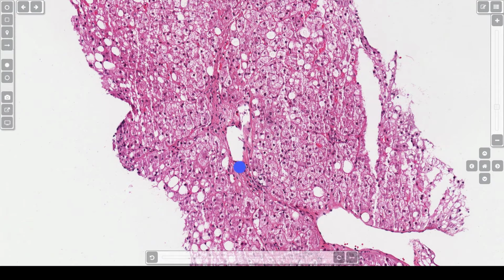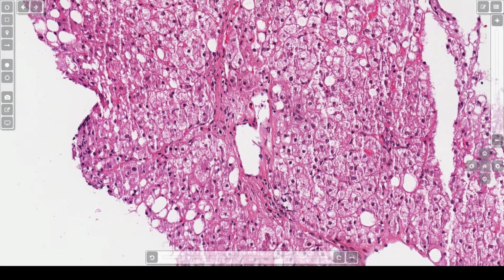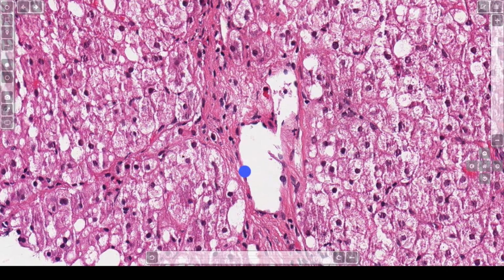In this field, I've shown you a central vein right here. This central vein has collagenous fibrils extending from it here, here, and here. These collagenous fibers are, of course, abnormal. Sometimes they are referred to as chicken wire fibrosis because if you look carefully, they sometimes do have kind of a chicken wire appearance that kind of wraps around hepatocytes. You can kind of see it in this area right here.